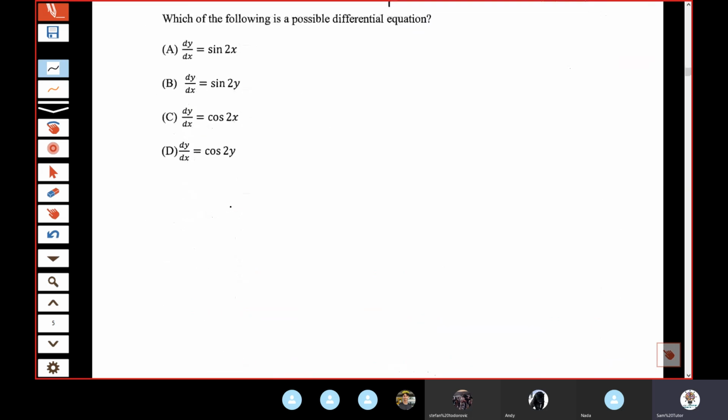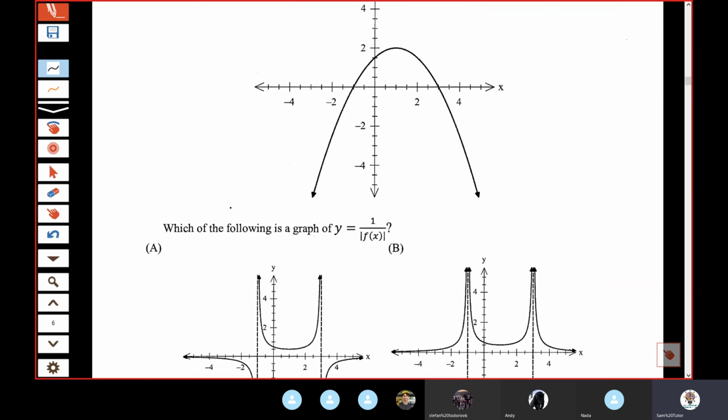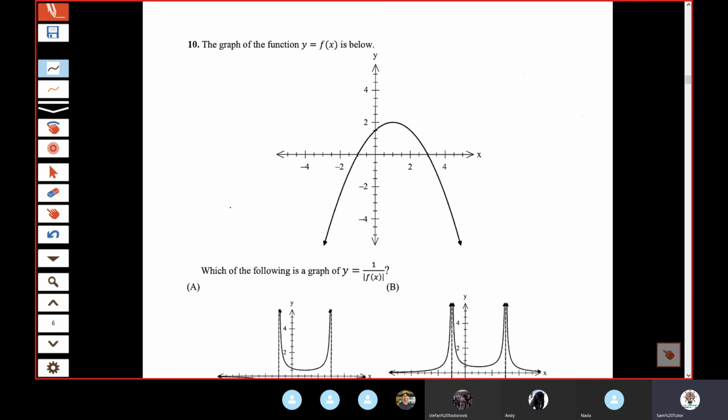All right, slope field, not for you right now. The graph, yep, that's for you guys. Your favorites. You don't need to know the answers at the bottom. You've got to try to draw it yourself. y equals 1 over f of x in absolute value.